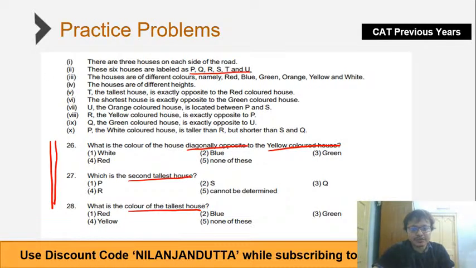So remember there are 6 houses, P, Q, R, S, T and U. So let's start discussing the questions. So first question, anybody? 26. What is the color of the house diagonally opposite to the yellow colored house? So question 26, anybody? Please provide your answers in the chat window. What will be the answer to question 26? Sejal, Pooja, Tanaya, anybody answers?